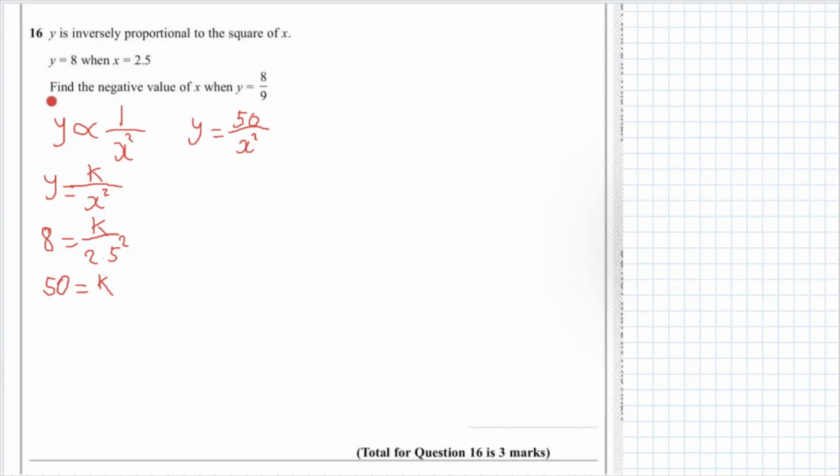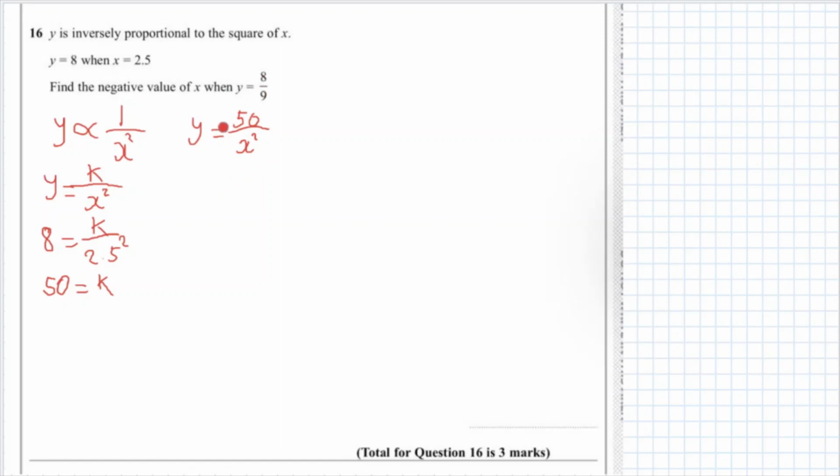And let's get to what that question's actually asking us to do. Probably should have read this at the start. You do read it at the start. Don't just rush in like me. But you'll see that we want to find the negative value of x when y equals 8/9. Negative value, that might seem scary. That might put students off, but don't worry about it. Just do what you've been taught. Do what you've practiced over and over again in your revision, and you won't go wrong.